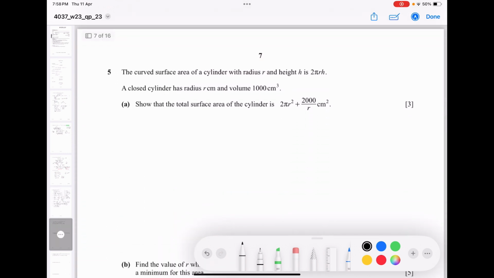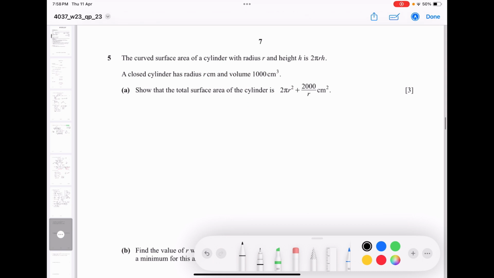Let us come to question 5. The curved surface area of a cylinder with radius r and height h is 2 pi r h. A closed cylinder has radius r and volume 1000.